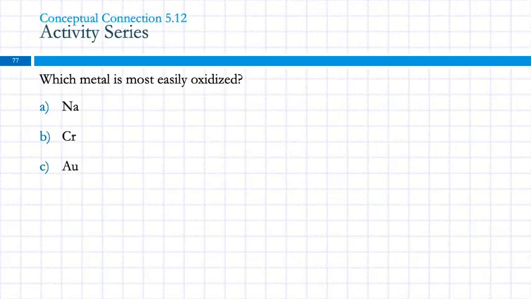Okay. Which metal is most easily oxidized? So first, let's think about this. What does it mean to be oxidized? To lose electrons. So these are going to get charges, positive charges, right? Positive feelings. So they're going to get into a relationship, right? So who is the most easily oxidized? Well, we have to look at the list that the girls made, right? Who's most desirable? Sodium, chromium, or gold?